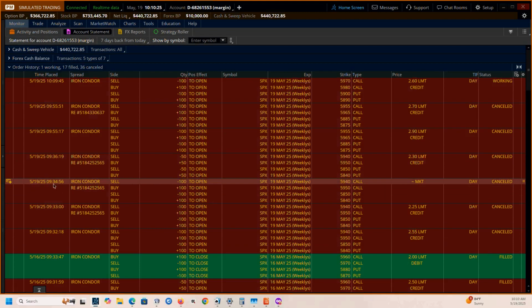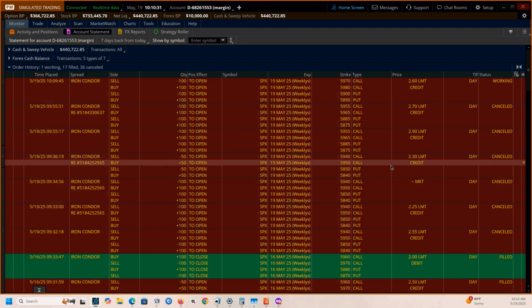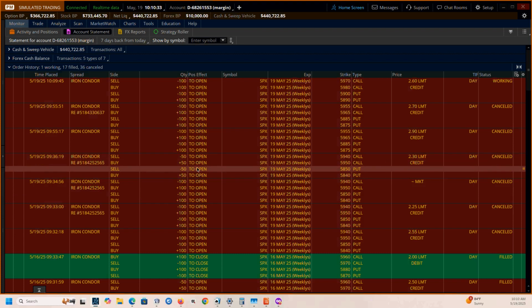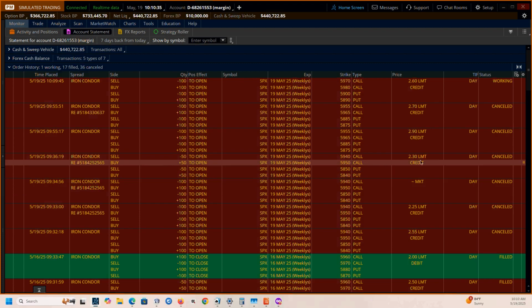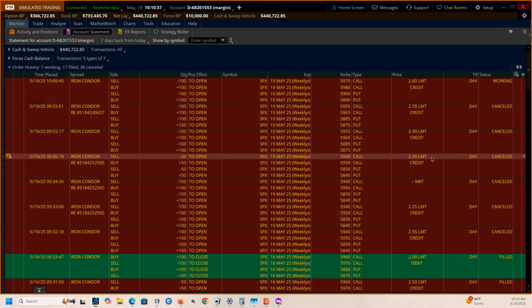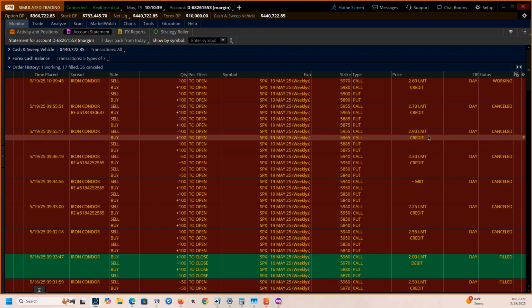Then I cancel it. Then I put it out there again at the market price, and it didn't fill. I cancel it. Then I waited again, and I think this week I went down to 50 contracts instead of the 100 contracts. It didn't fill. Then I think I went back out there at the normal credit, and I might have moved it around.